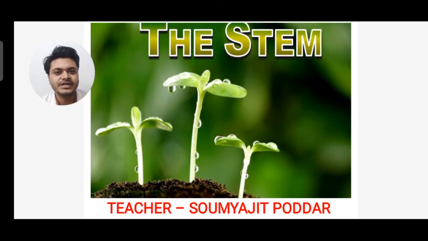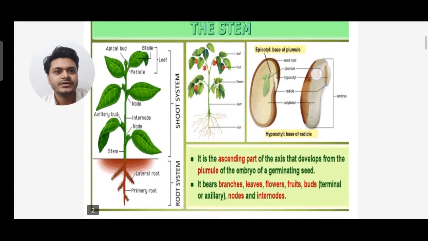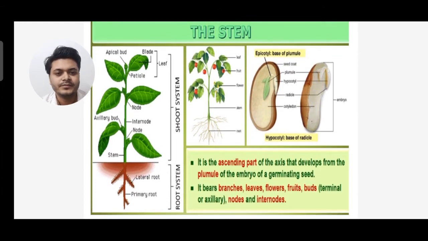You can see very colorful pictures are given. Now STEM, you see. On the left hand side you can see one plant picture I have given, where below the ground there is a root system and above the ground there is a shoot system.